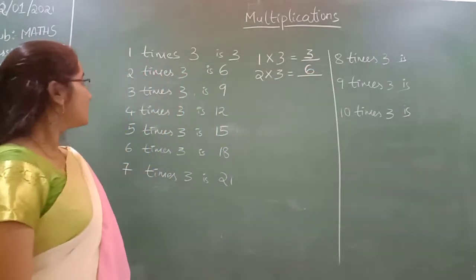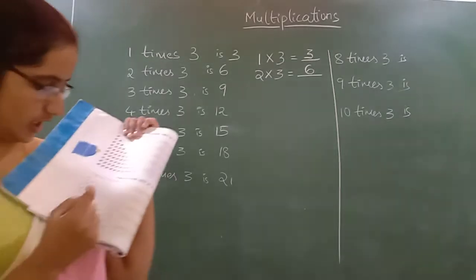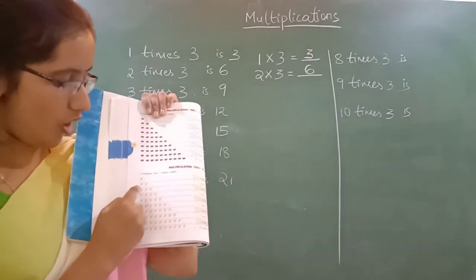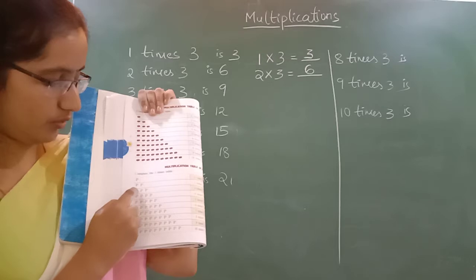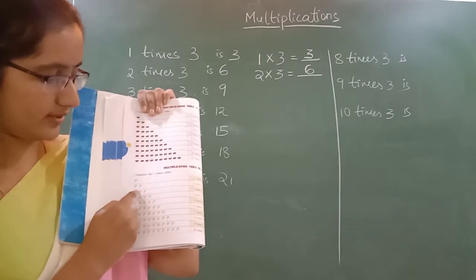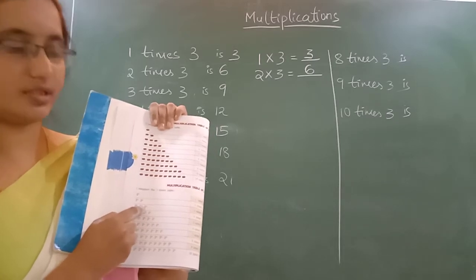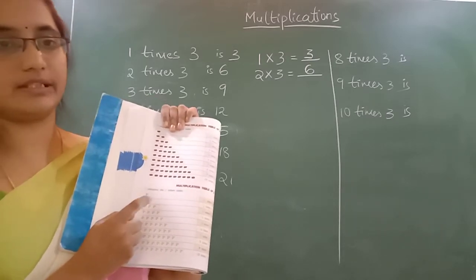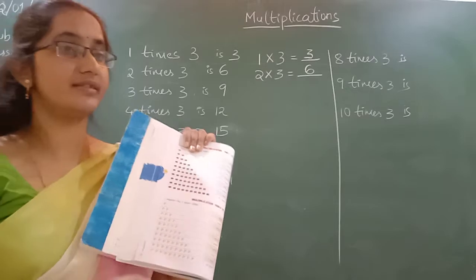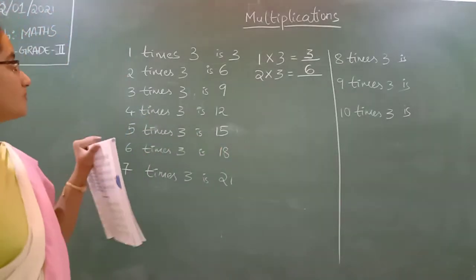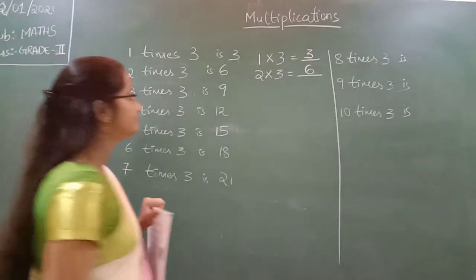Next, 3 times 3. There are 3 groups of 3 balloons. How many do we count? 1, 2, 3, 4, 5, 6, 7, 8, 9. 3 balloons, 3 times repeated, and that is 9. That is 3 times 3 is 9.